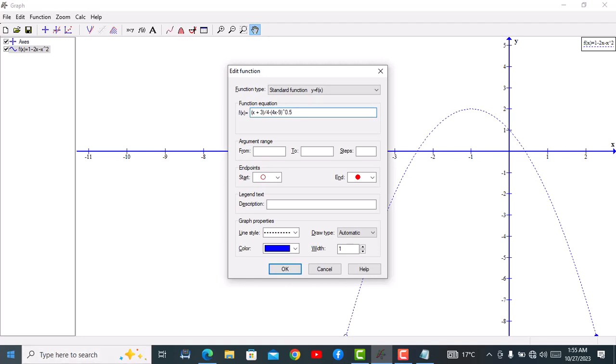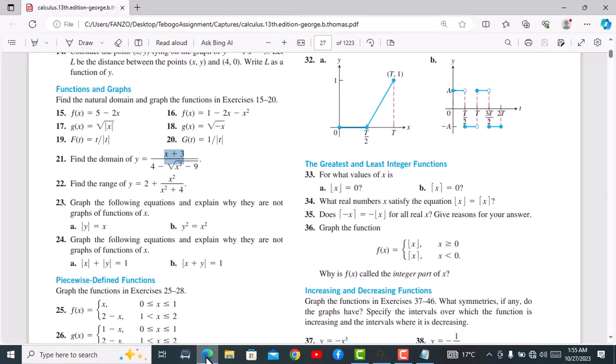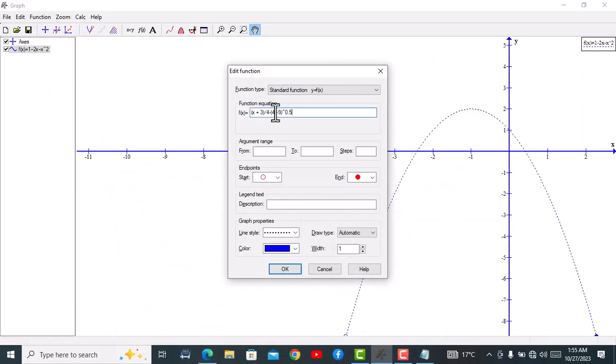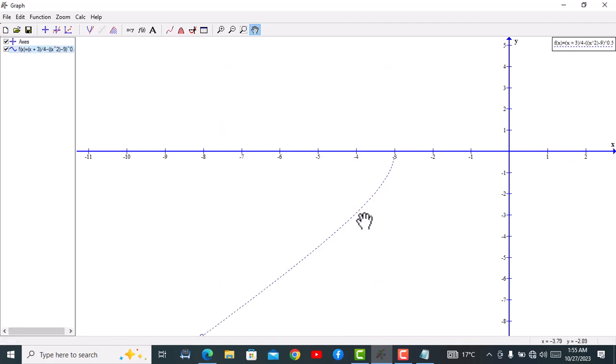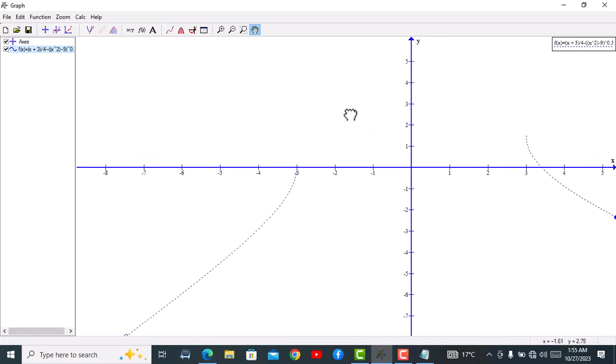Let me check whether this is correct. x squared minus 9. Sorry, this is not 4, this is x squared. So let me just do this, x squared minus 9. There it is. And just to be safe, let me do this for safety purposes. And this is the function that I have.